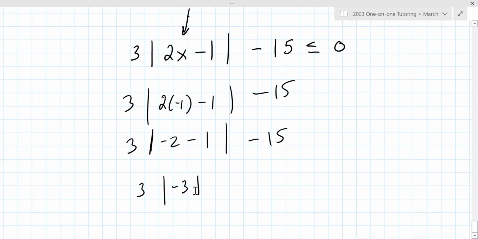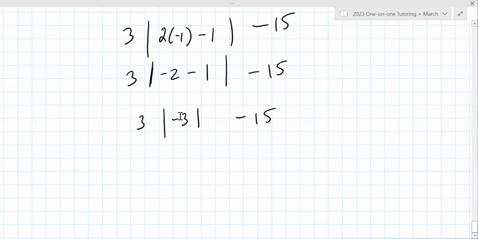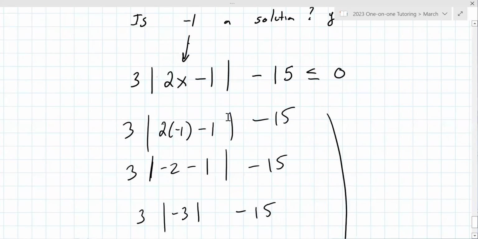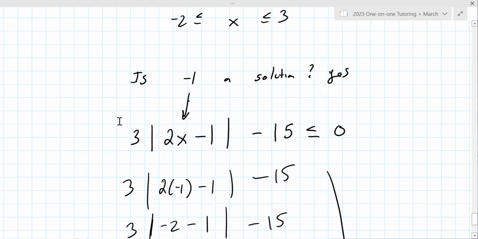I'm asking you these questions. If you have questions, it's all good to ask because this is so important. Any little sidestep here could be catastrophic. So absolute value of -3 is 3. And then from all the way up here is -6 less than or equal to 0. That's true. Is that what we wanted? Yes. Okay.